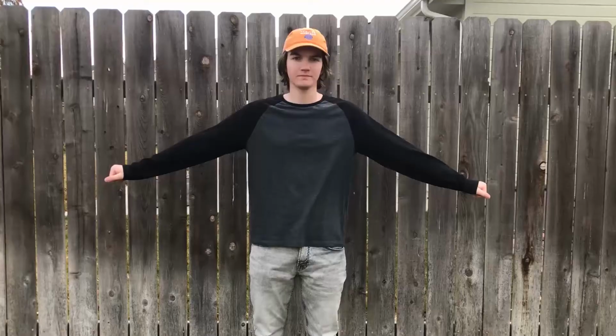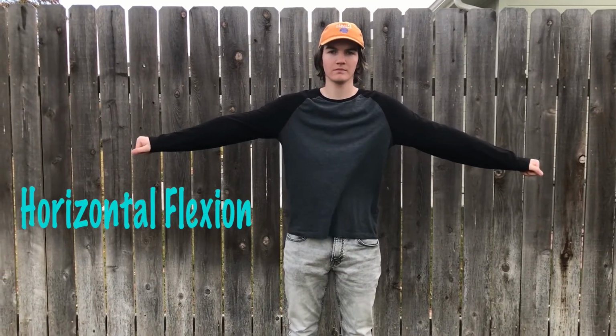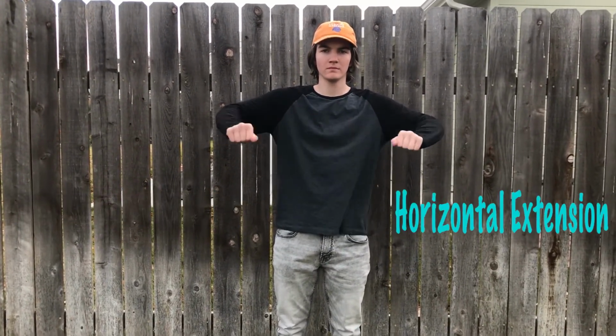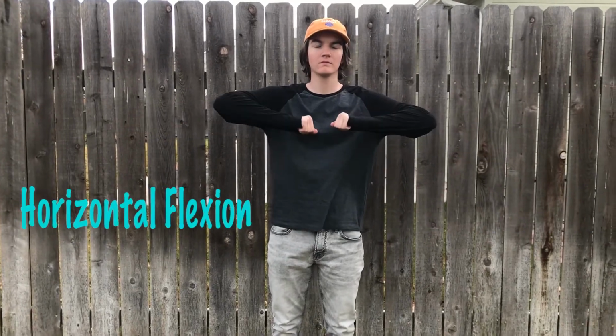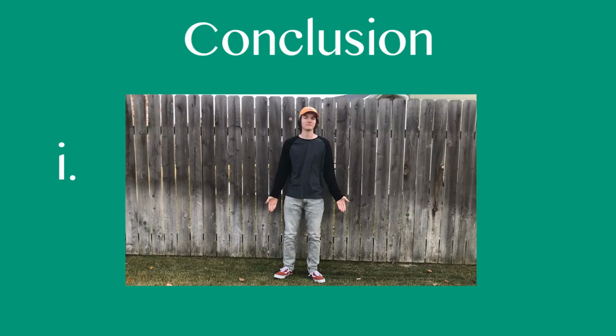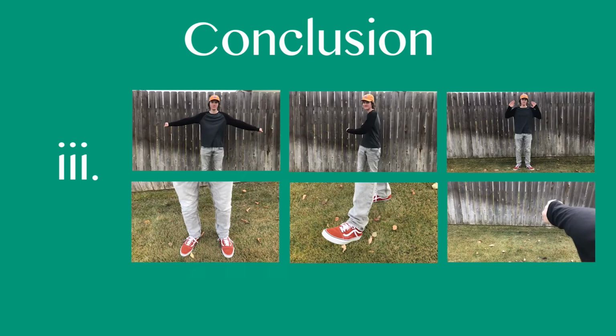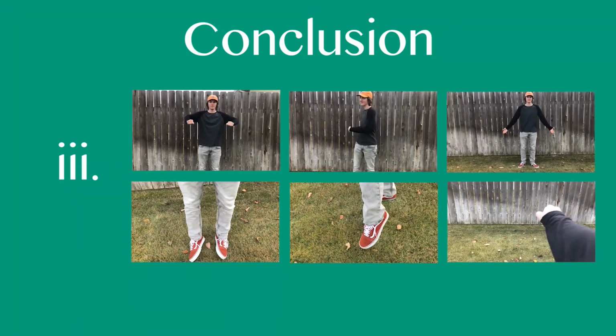We already covered adduction and abduction, but it can be applied in the transverse plane as well as the other two. An example of horizontal extension and flexion is flexing the humerus towards the midline horizontally and then extending out from the middle. We've now covered anatomical position, the three planes of motion, and various exercises that work within these planes.